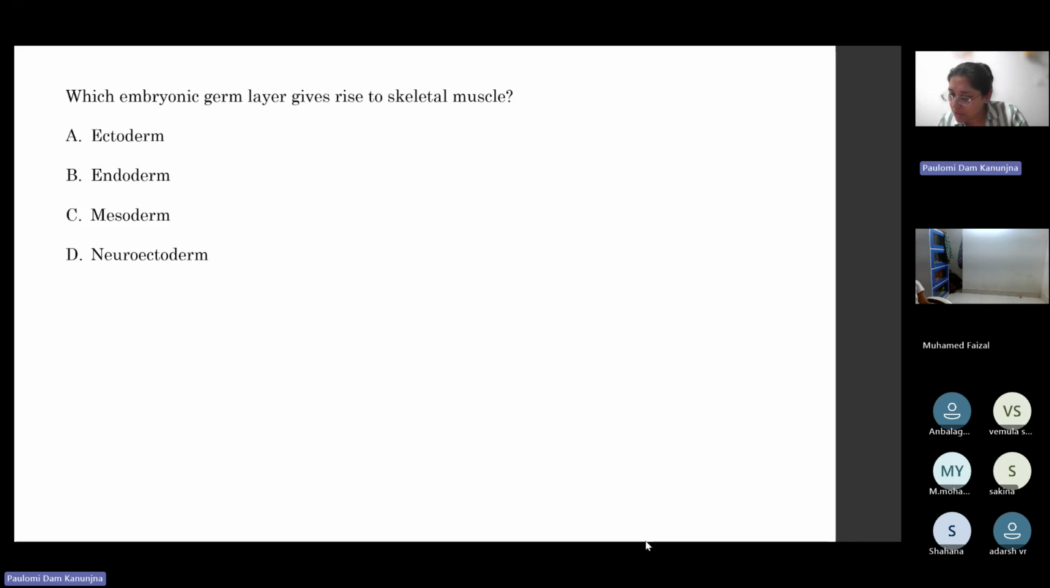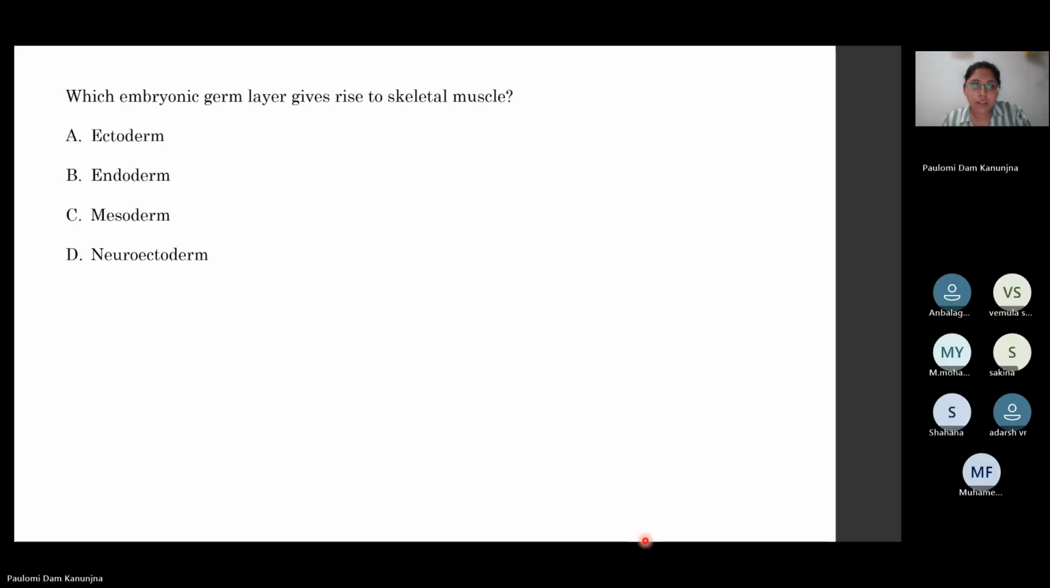Okay, anyone else? Take a guess. It's okay. Which one do you think? Did you read? This is also part of the slides that we did in the first slide. Anyone else wants to take a guess?